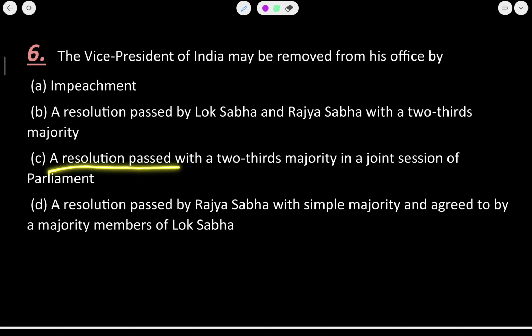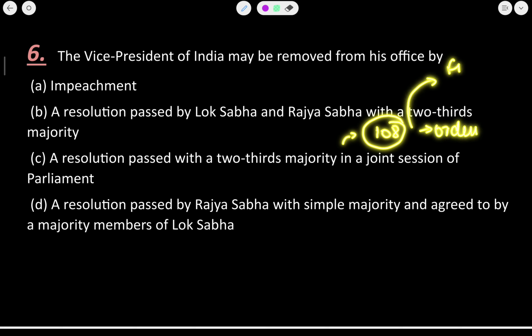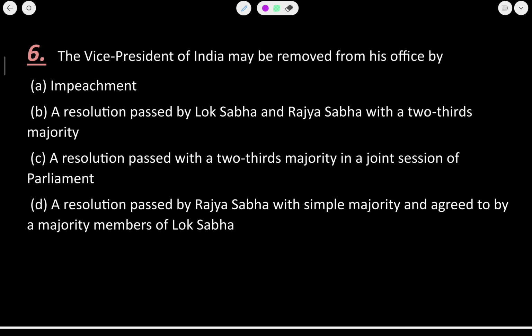A resolution passed with a two-third majority in a joint session? नहीं, joint session की तो कोई बात ही नहीं है. The joint sitting of the Parliament is done under Article 108 regarding ordinary laws, and finance bill under Article 117 subsection 1. Okay, ये आगे पढ़ेंगे हम.